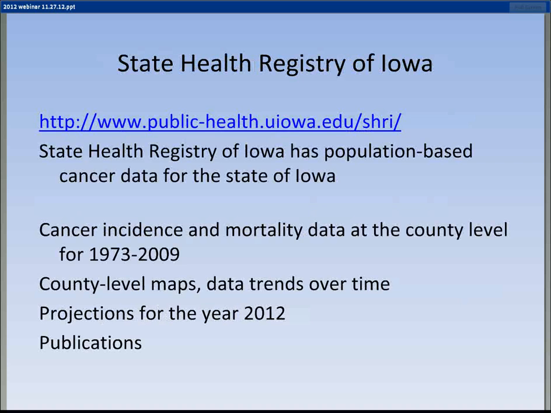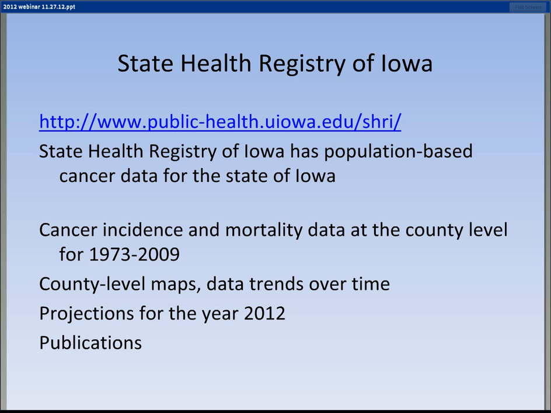Yep. Okay. So the one website that I am going to actually go to directly is the State Health Registry of Iowa. The website there is listed for you. We have population-based cancer data for the state of Iowa that goes back to 1973. We have data now through 2009. Once the 2010 data gets cleaned up with NCI, they will go ahead and post it in their SEER-STAT, and then we will actually be able to update our data on our website through 2010. But as of right now, our most recent year is 2009.